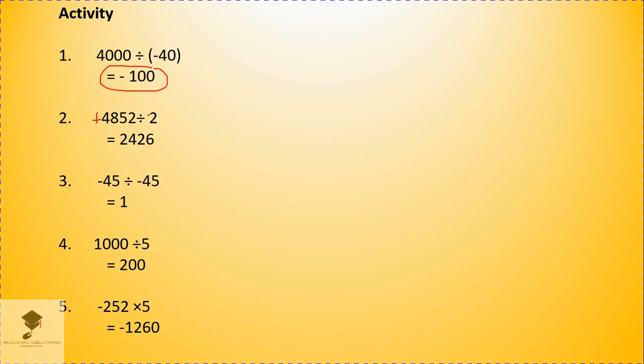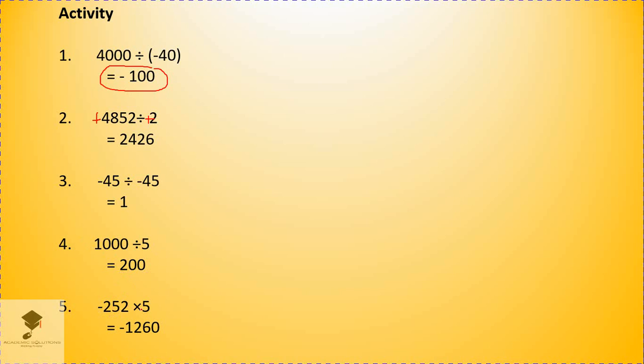divided by positive 2. Remember what we said about numbers without any signs in front of them? We said we're assuming that the sign in front of numbers which don't have signs in front of them is going to be positive. So our answer is going to be positive here. Minus 45 divided by minus 45 is going to give us positive 1, because this negative sign here and the negative sign here cancel each other. And the next one, 1000 divided by 5, this is positive 1000, this is positive 5, so our answer is going to be positive 200.